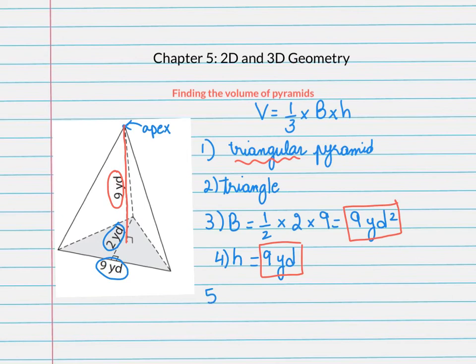Step number 5, and that's the last step, the volume is equal to 1/3 times, as we agreed, the area of the base, which is 9 yards to the power of 2, multiplied by the height, given as 9 as well. It's going to be 1/3 times 81, and that's a value of 27. We don't forget the unit, yards to the power of 3.